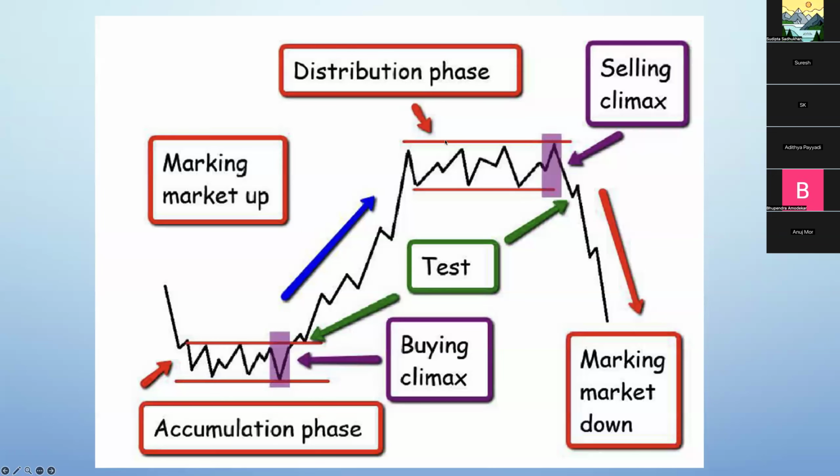Once it goes up, in the distribution phase, market makers start closing their positions, then news events come, and it starts going back down. In these combinations of accumulation and distribution phases, you will see a lot of buying climax here, and a lot of selling climax here.